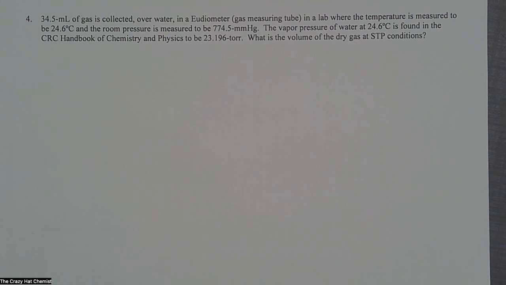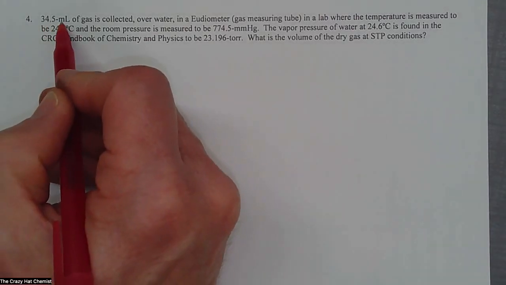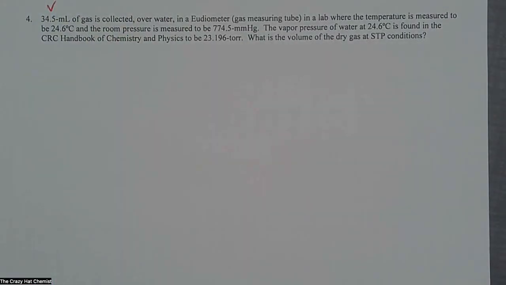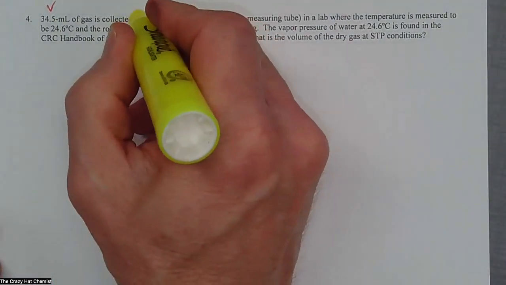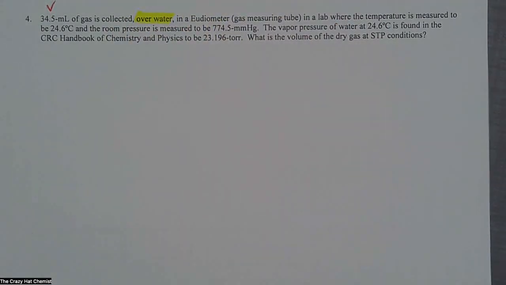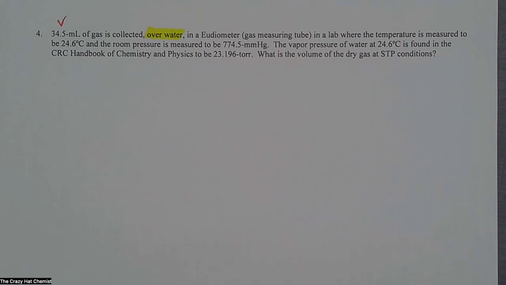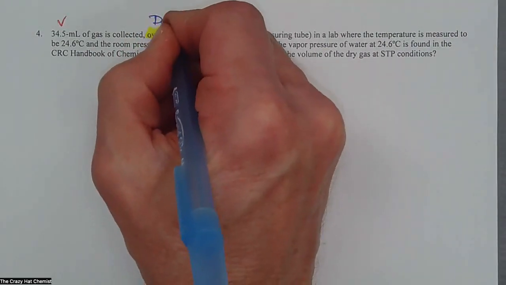All right, so number 4. Let's see if we can pound out number 4 here. Number 4 isn't so bad. It's a complicated problem because it says something that I'm going to highlight here in just a second. So we have 34.5 milliliters. That is a volume. It says the gas is collected over water, and I'm going to highlight the portion that says over water. When it says over water in the problem, that effectively means that I'm going to be using Dalton's law.